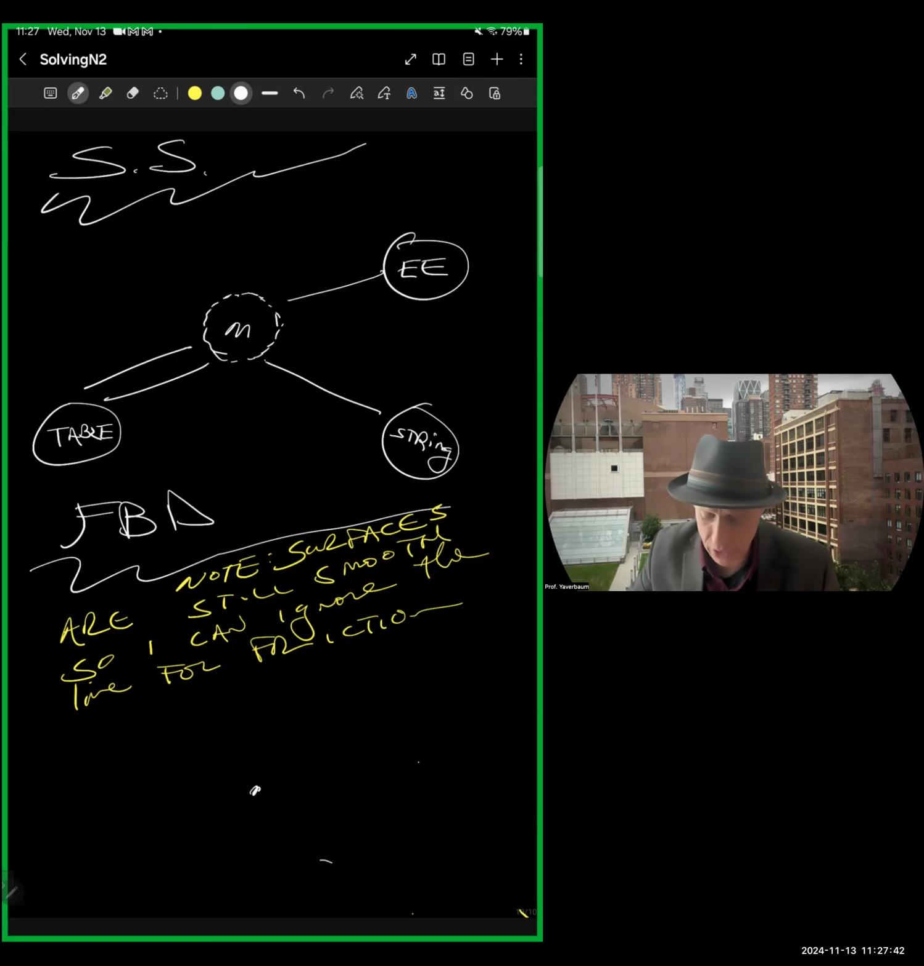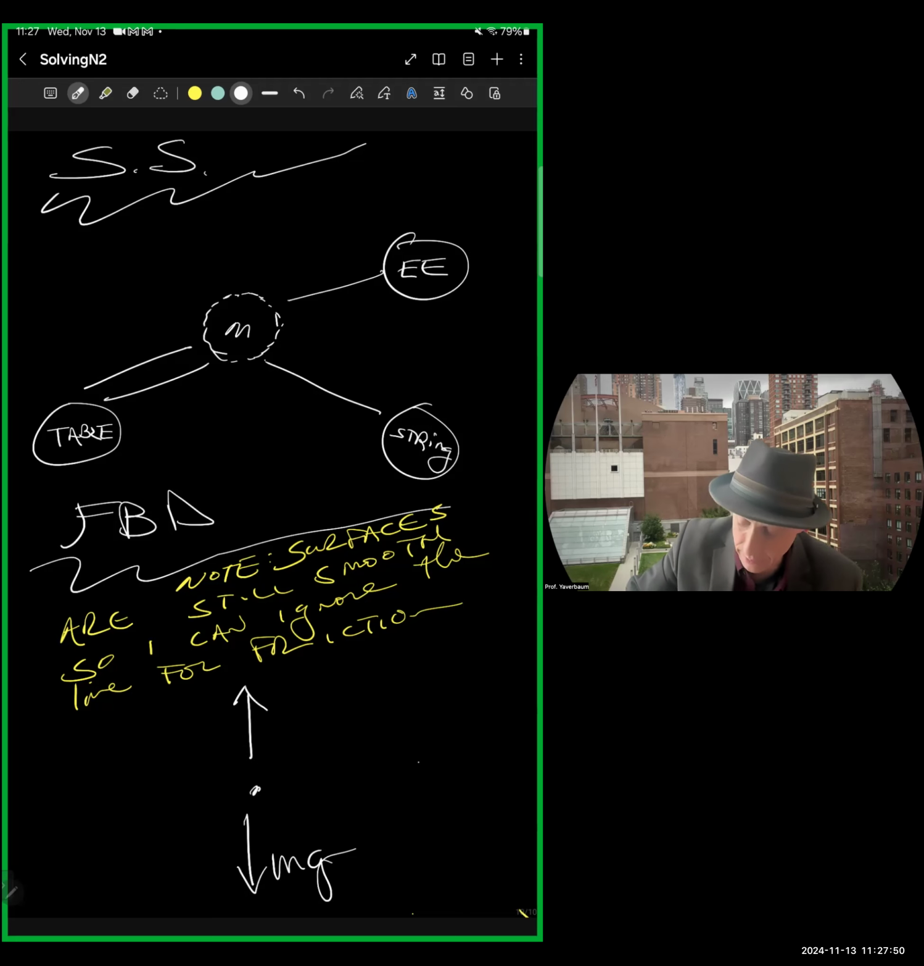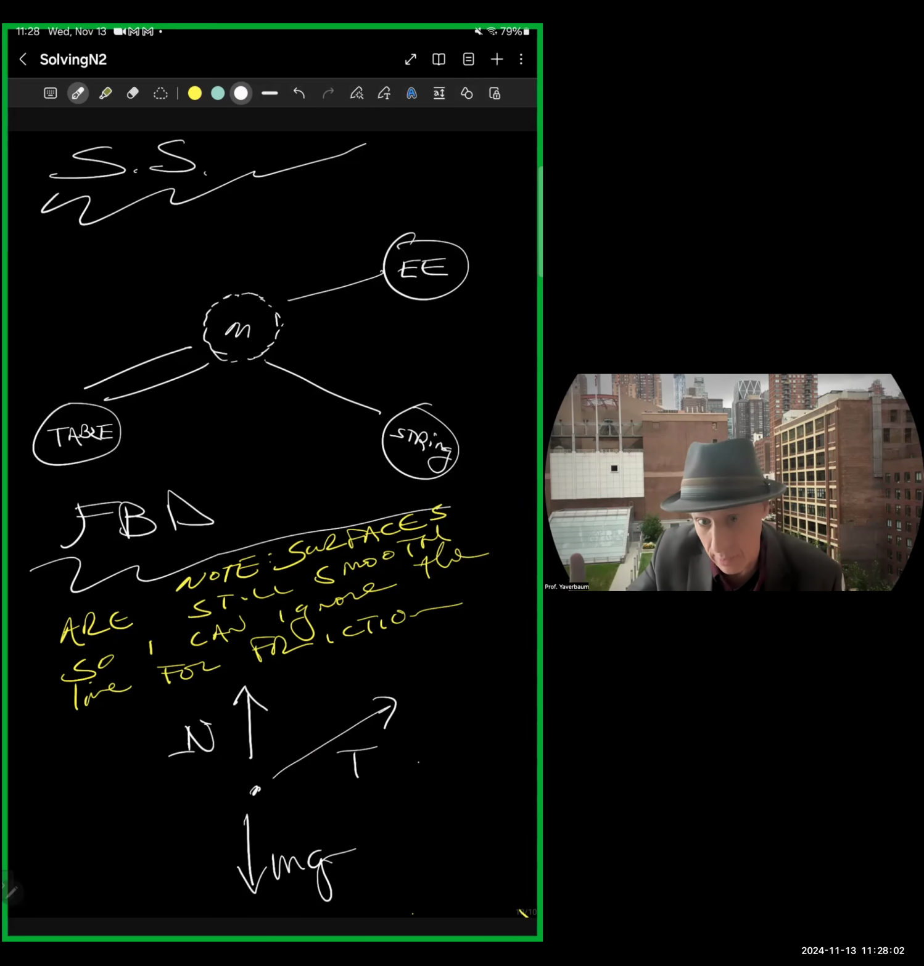But so what are my forces? Well, the downward force of gravity is always there. The upward force from the table, the normal force, is still there. Now I've got this string that's pulling that way. So I've got this force called the tension in the string. So this is my diagram now, my free body diagram. Three different forces.